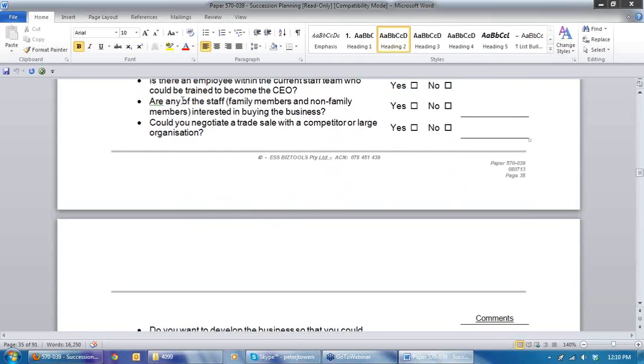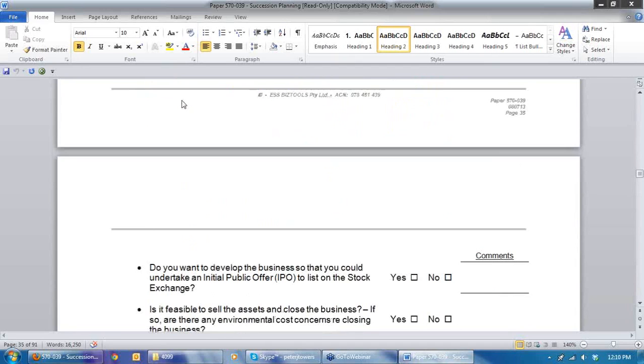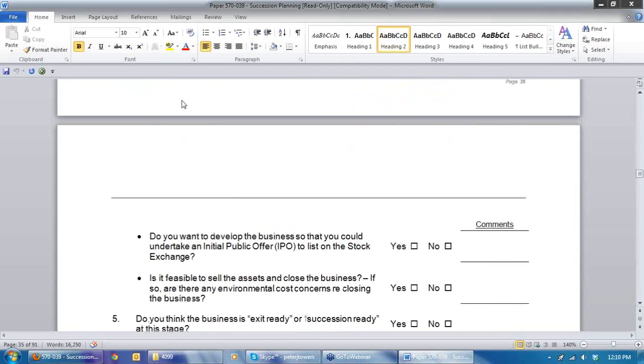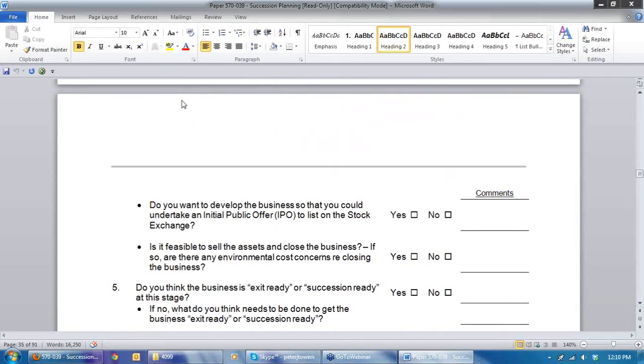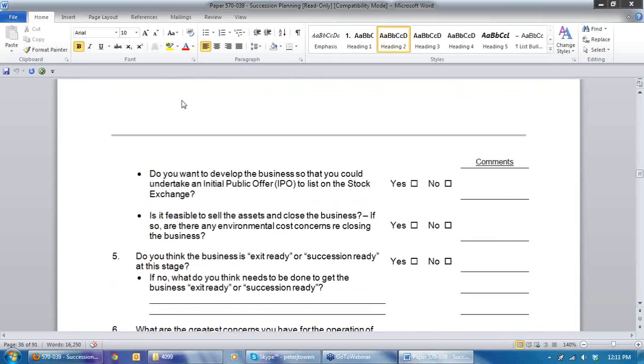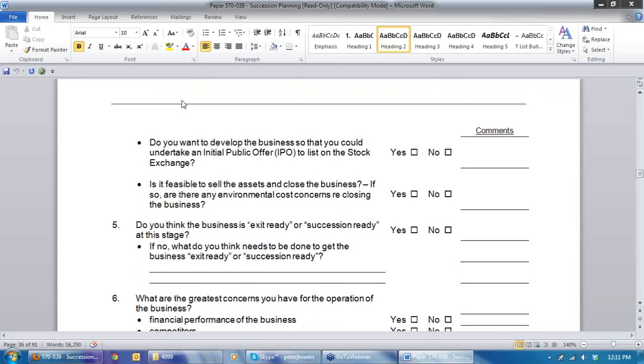Or should you be thinking about a trade sale to a competitor? And that is how the succession is going to be achieved. So there are these various paths that one could go down on succession planning that need to be thought through and need to be discussed with your client. Are they interested in doing an initial public offer? Some people see an IPO as a way to implement succession planning within the business.